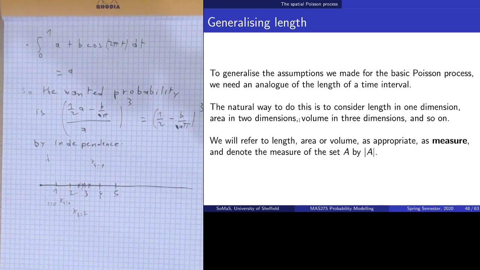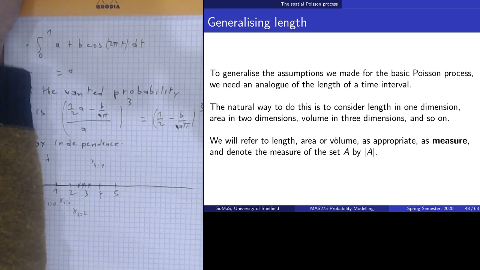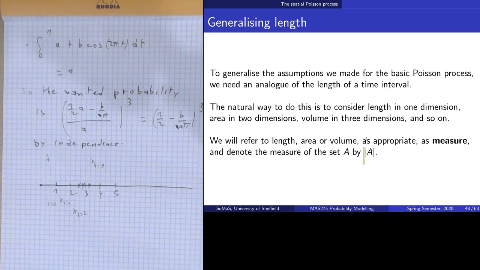So in maths, we call this, in general, length, area, volume, we call it measure. And we're going to write it like this. Absolute value of A is the measure of A. So if A is an interval, that's the length. If A is, say, a circle, that's its area, pi times radius squared. And if it's a piece of 3-dimensional space, then it would be its volume.